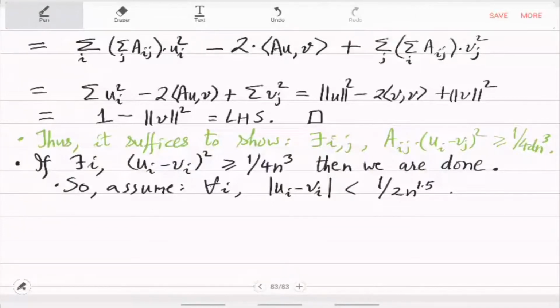So what you do is, remember u bar was a unit vector. So let us first sort the coordinates.